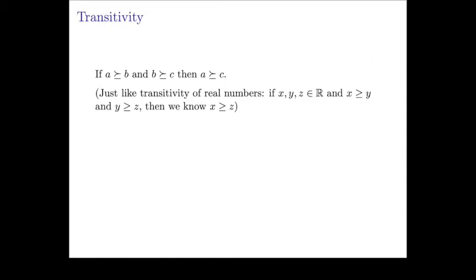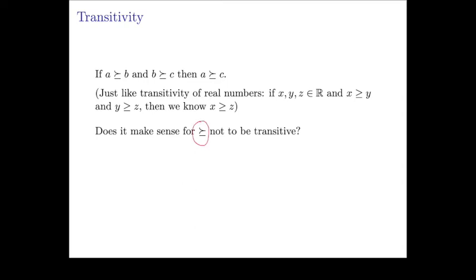What does it mean for preferences to be transitive? Well, if A is at least as good as B, and B is at least as good as C, then A better be at least as good as C. This is just like transitivity of the greater than or equal to relation that you've seen, I'm sure, in your math classes. If you have three real numbers, x, y, and z, and x is at least as big as y, which is at least as big as z, then we know that x has to be at least as big as z.